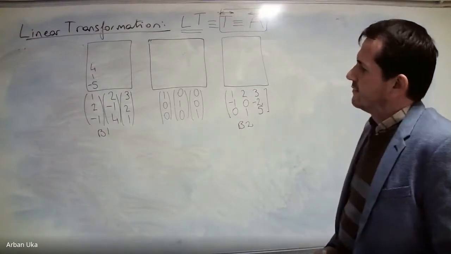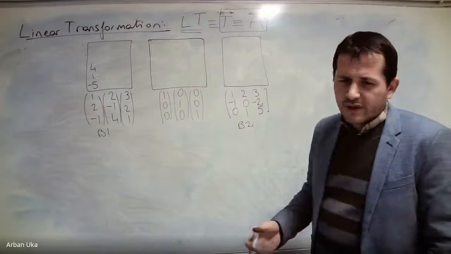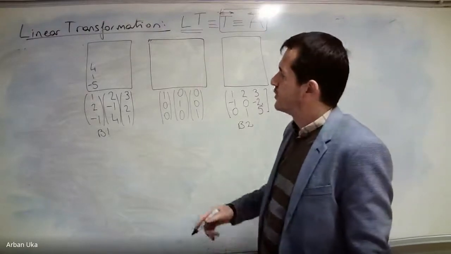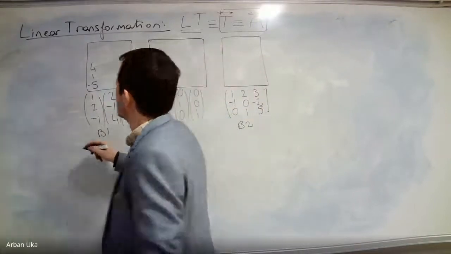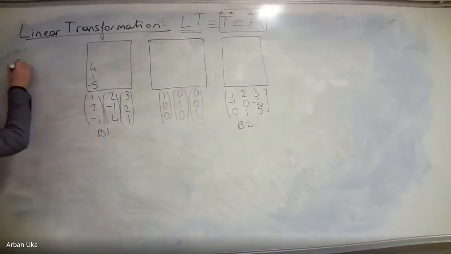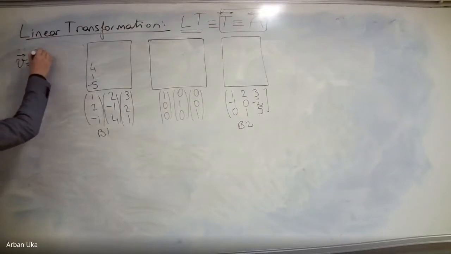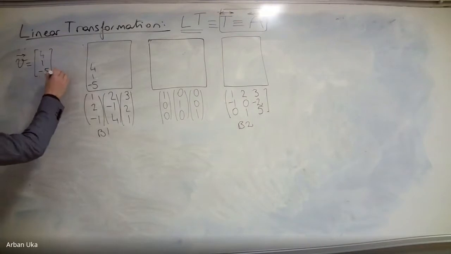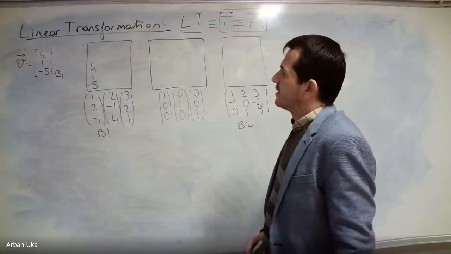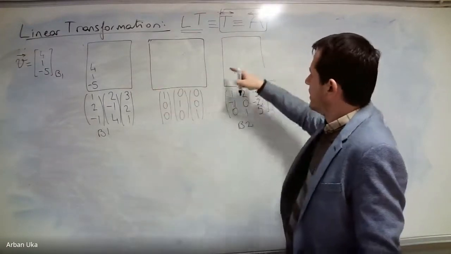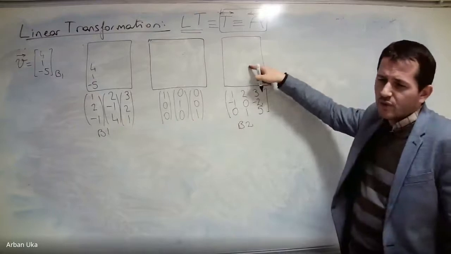Now, the biggest question that we might come up with very soon is the following. First of all, this is a vector. So let's assume we have a vector V, which is equal to 4, 1, -5, according to basis B1. Okay, so this is a given, and we may ask, what is this vector V in this basis B2? So how can we find this?